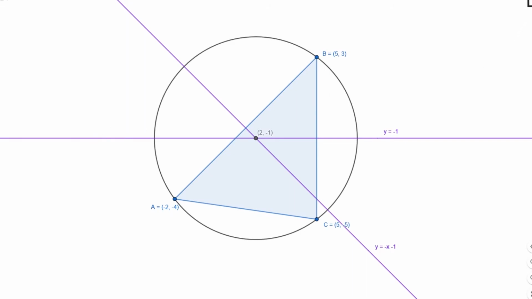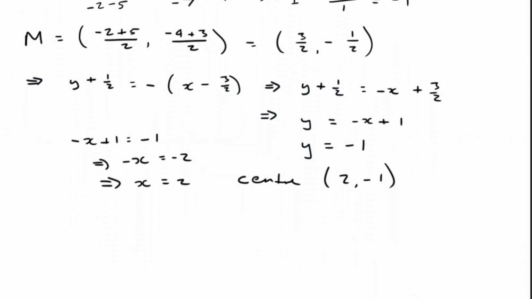We now need to find the radius of the circle, which will be the distance between the centre and any one of the three vertices. It makes no difference which one we choose. Let's use B. So B has coordinates 5, 3.